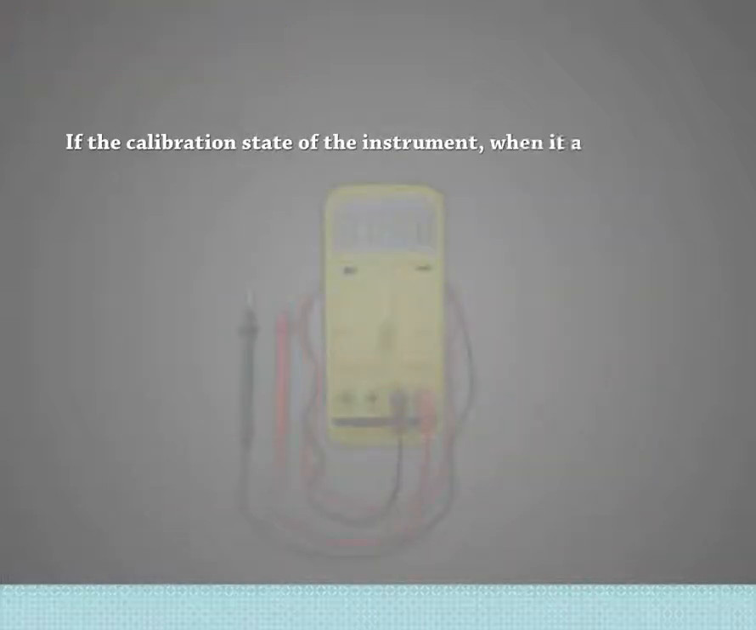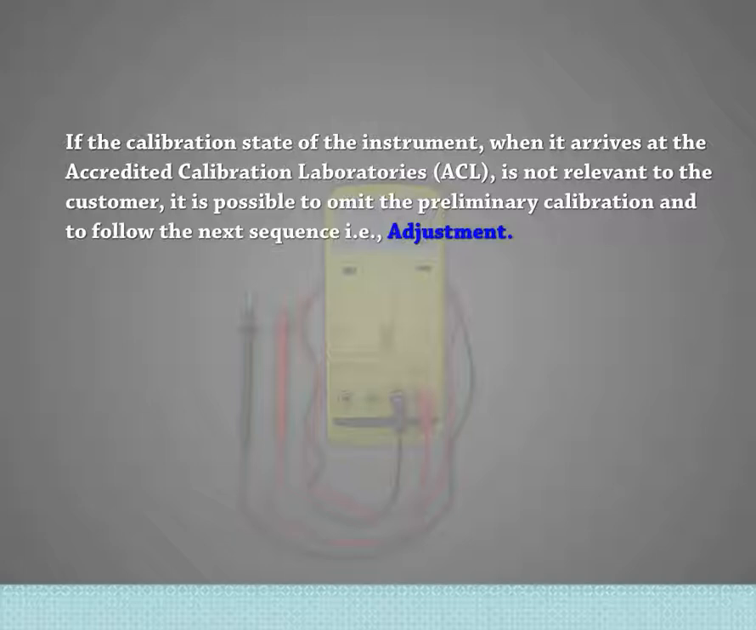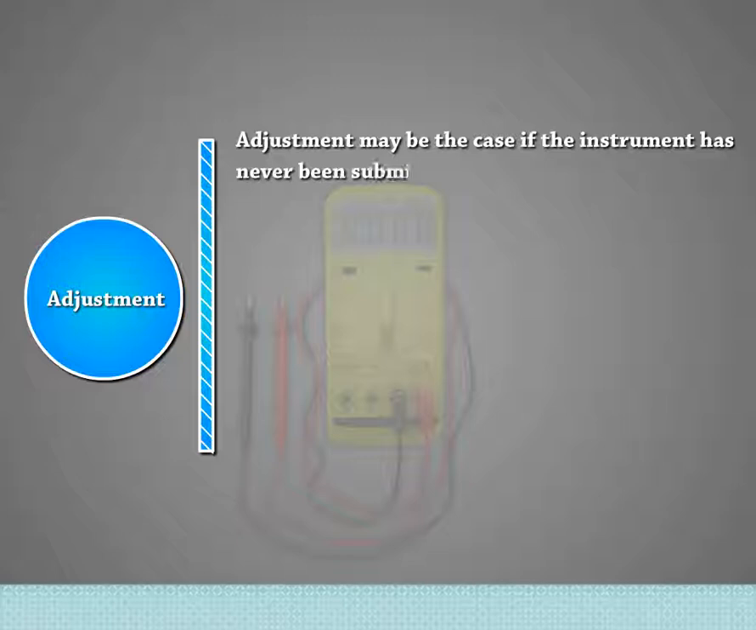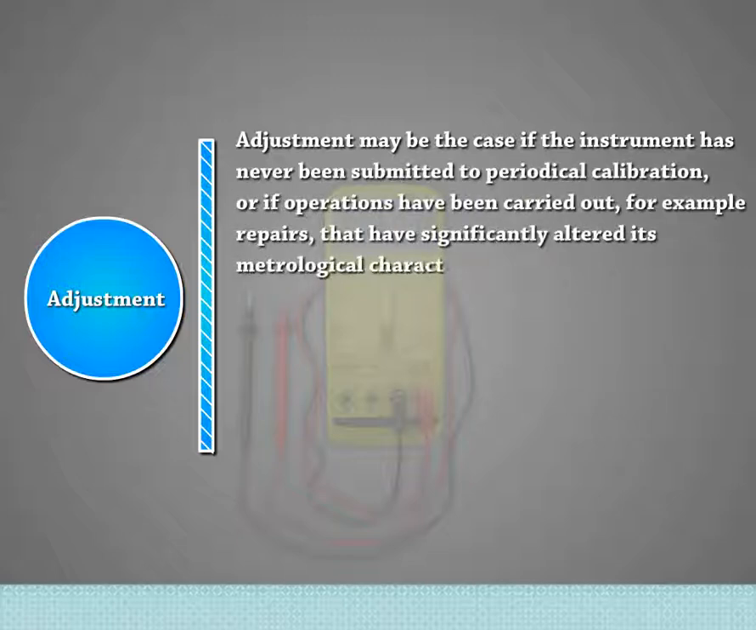If the calibration state of the instrument when it arrives at accredited calibration laboratories, that is ACL, is not relevant to the customer, it is possible to omit the preliminary calibration and to follow the next sequence, that is adjustment. Adjustment may be the case if the instrument has never been submitted to periodical calibration or if operations have been carried out, for example, repairs that have significantly altered its metrological characteristics.